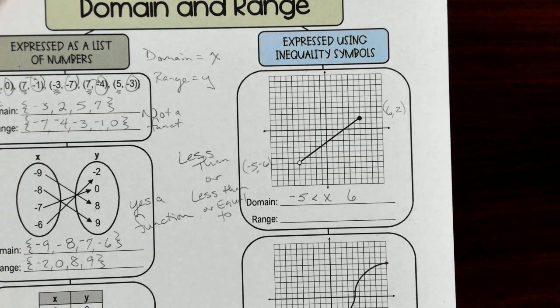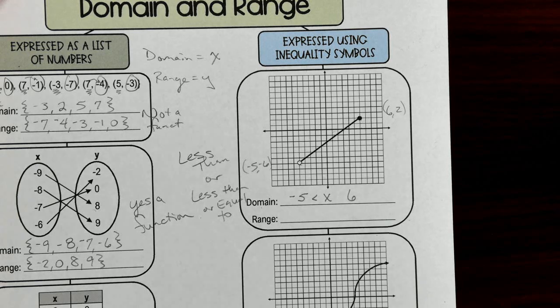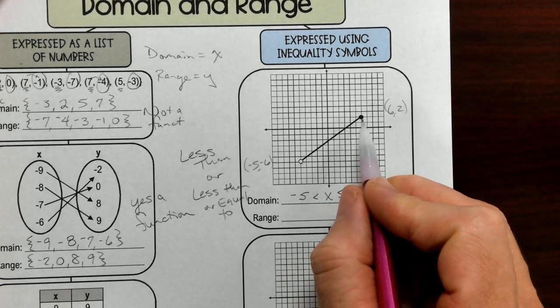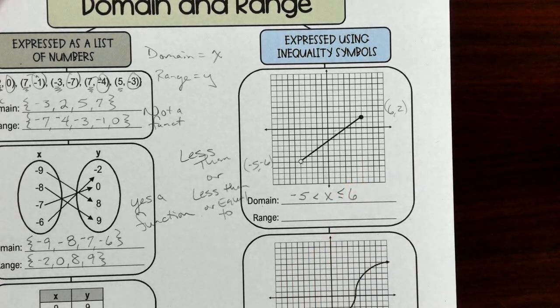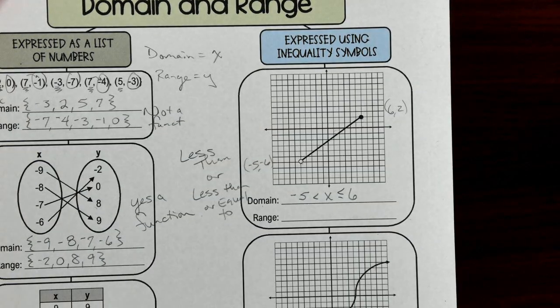All right, Dara, can you help me out? What symbol would I use there? You would use the less than or equal to sign. Fantastic, because again, that circle is shaded in. What that circle tells me is that line touches at that point, so it is included, so it is equal to. It satisfies that inequality.